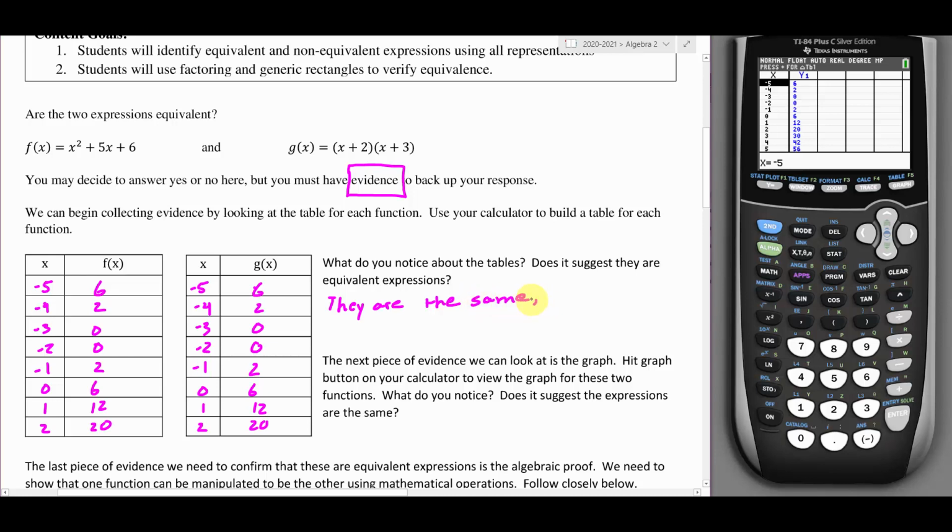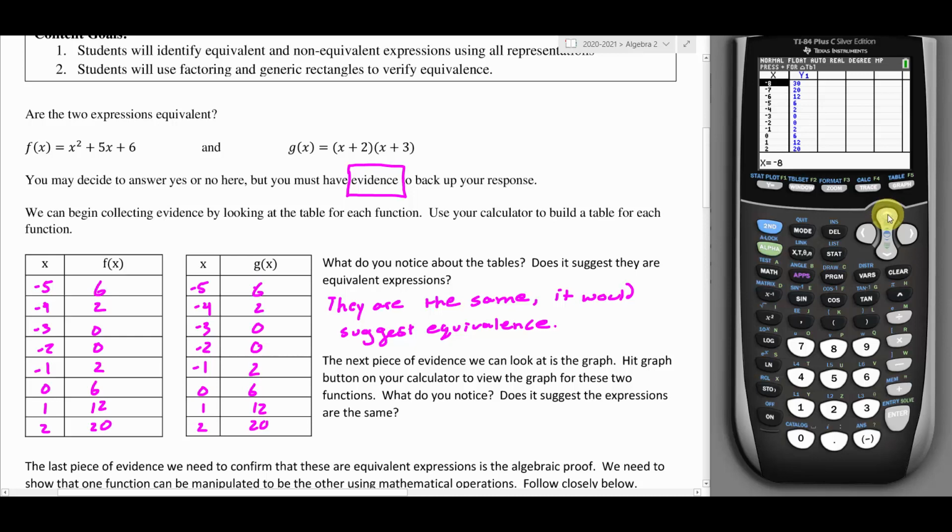And you would think if the tables are the same, it would suggest that they are equivalent, right? So it would suggest equivalence. Okay, and we say suggest equivalence because, as you know, a table keeps going, right?